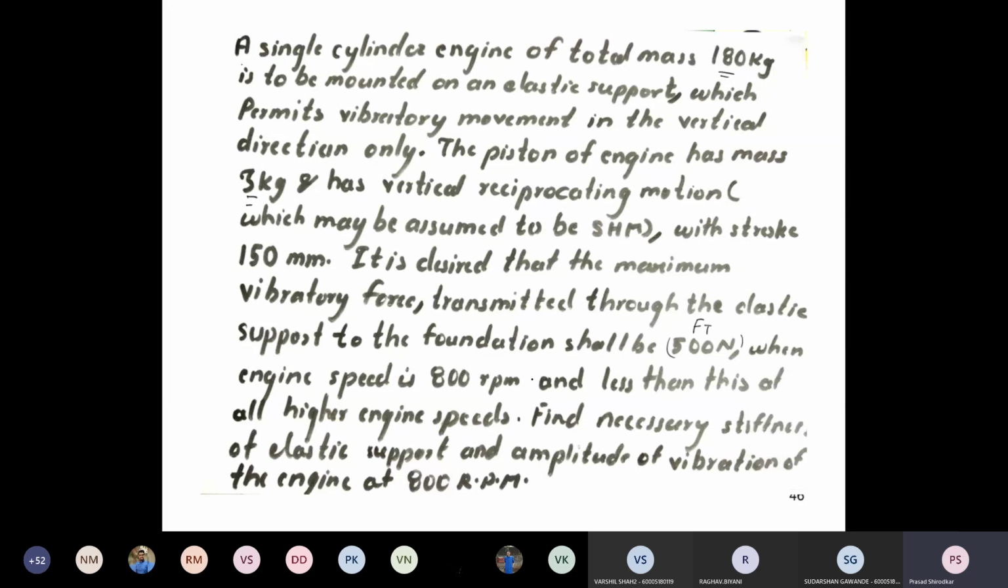When engine speed is 800 rpm and less than this at higher engine speeds, find the necessary stiffness of the elastic support and amplitude of vibration of the engine at 8000 rpm. All right, so this is the question. So we'll start solving the question.